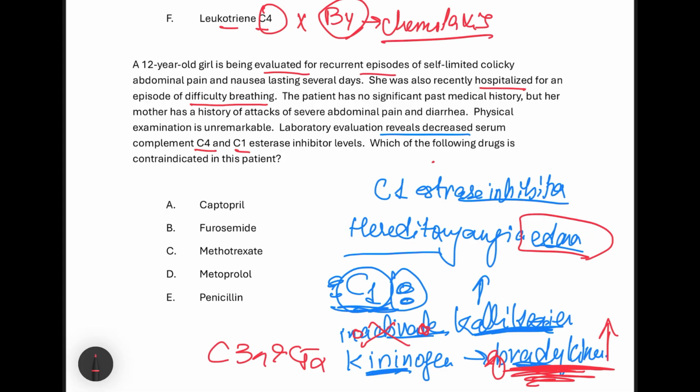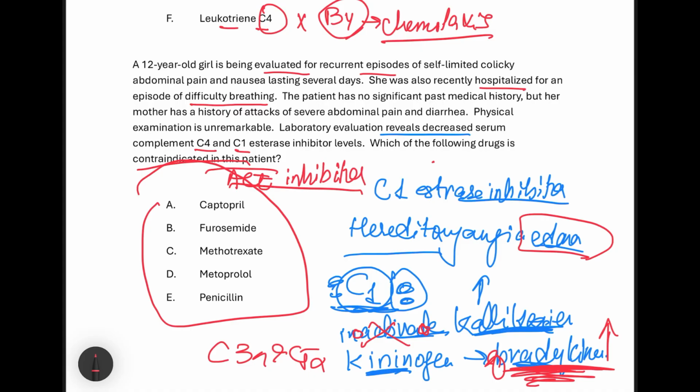Due to increased vascular permeability, angioedema may also occur as a side effect of angiotensin converting enzyme inhibitors. So in that patient, the most contraindicated drug is ACE inhibitors. If you find any ACE inhibitor in the options, yes, Option A, captopril. Because ACE normally catalyzes the conversion of angiotensin 1 into angiotensin 2, ACE also converts bradykinin into inactive metabolites. ACE inhibitors can therefore lead to bradykinin accumulation.